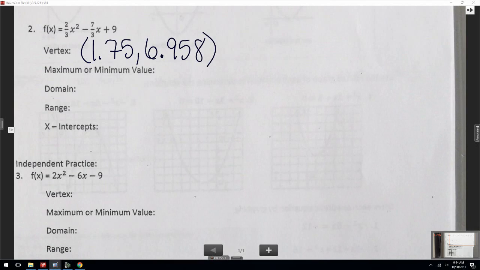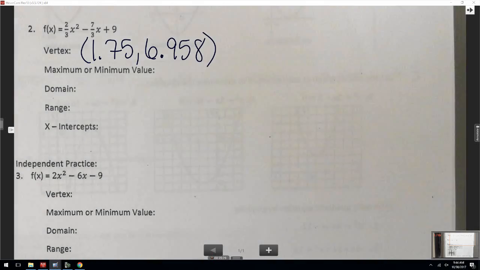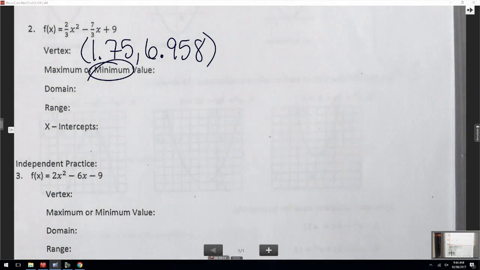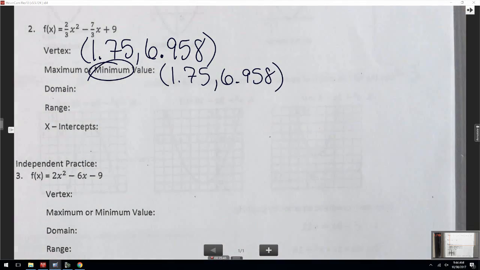All right, min or max, which one? Min, and what's that value every single time? What's it going to be? Same as the vertex. There you go. Every time, same as your vertex. What about your domain? Every single time. There you go.